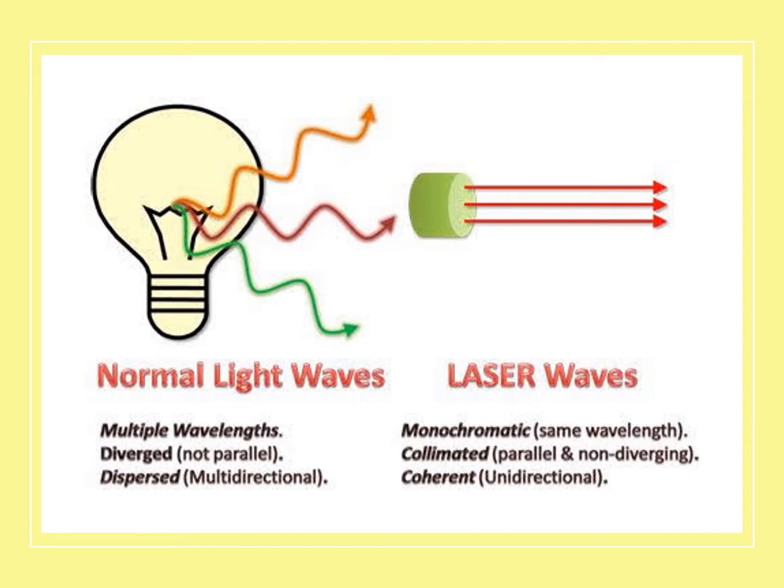This image explains the difference between normal light and laser light. The normal light has multiple wavelengths, while the laser light has the same wavelength. The normal light may be divergent, not parallel to each other like the laser light. The normal light has multiple directions, while the laser light is unidirectional.